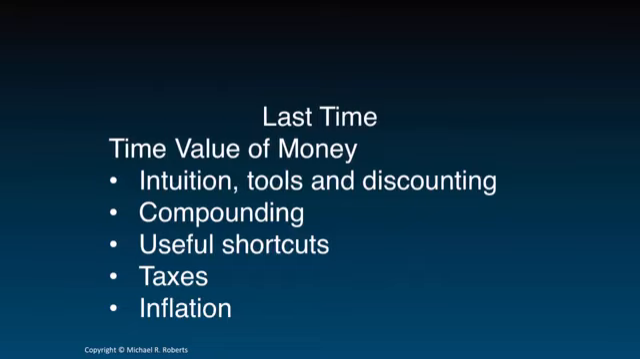Then we used those tools to discount cash flows, that is, move them back in time, and compound cash flows, or move them forward in time. We introduced some useful shortcuts, namely the present value of an annuity formula and the present value of a perpetuity formula, as well as formulas for the present value of a growing annuity and a growing perpetuity. Then we closed off the topic with a discussion of taxes and inflation and investigated how those two concepts would impact both our dollar return and the purchasing power of those dollars.